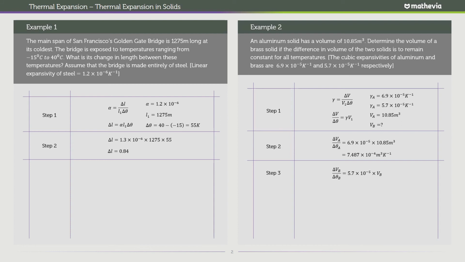Now, let's do it for the brass. When we work for the brass, basically we have VB. We don't know what VB is. So this equals gamma times V, and we have gamma for brass as 5.7 times 10 to the power of minus 5 multiplied by the volume of the brass body. And that's what we're looking for. Now, how do we solve this?